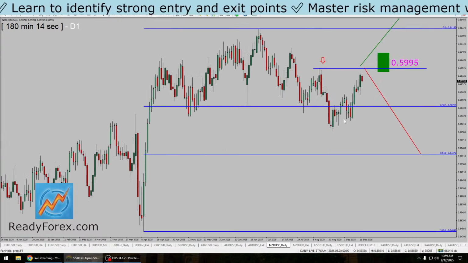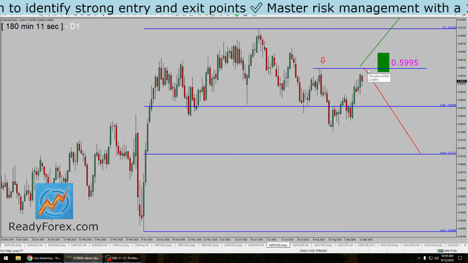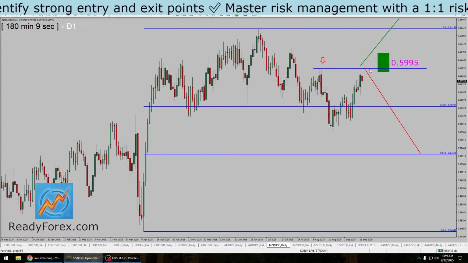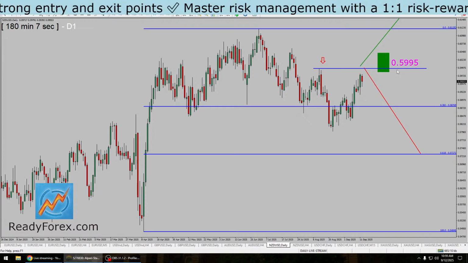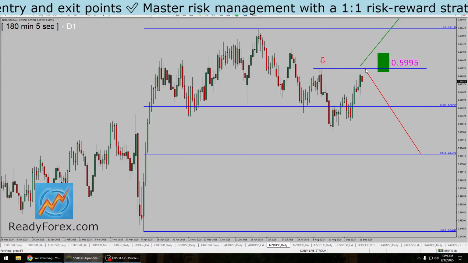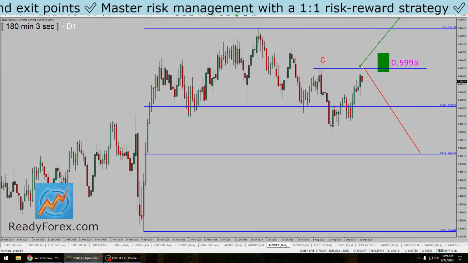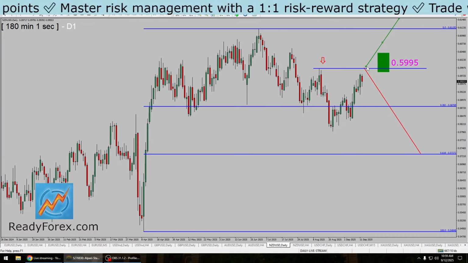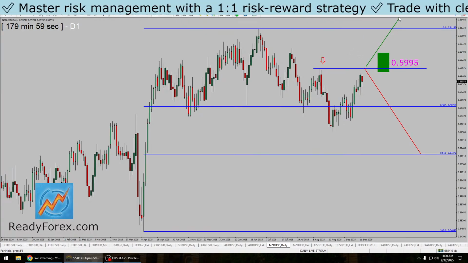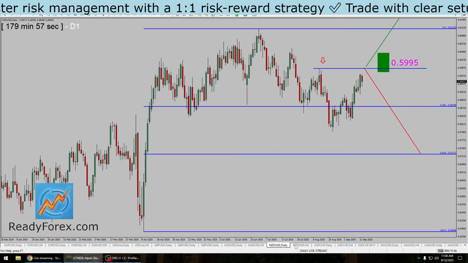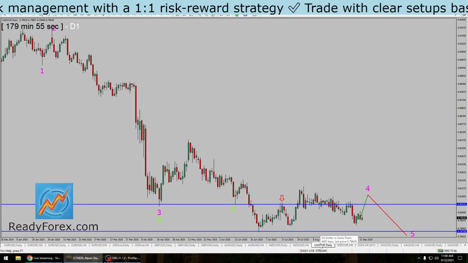Next one is the NZD USD currency pair. Once price action is going to break above 0.5995 level, wait for a bullish candlestick close. If you do get it, the chances are high that New Zealand dollar versus United States dollar is going to rise up further.